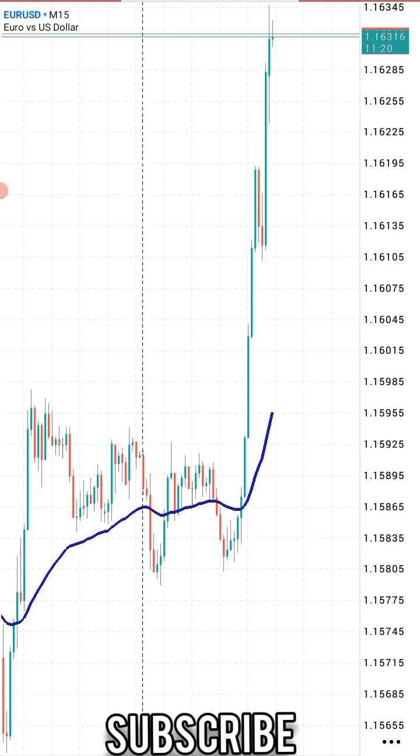This is not a scalping strategy. This is not day trading. This is swing trading on a standard account. This is a swing trade.